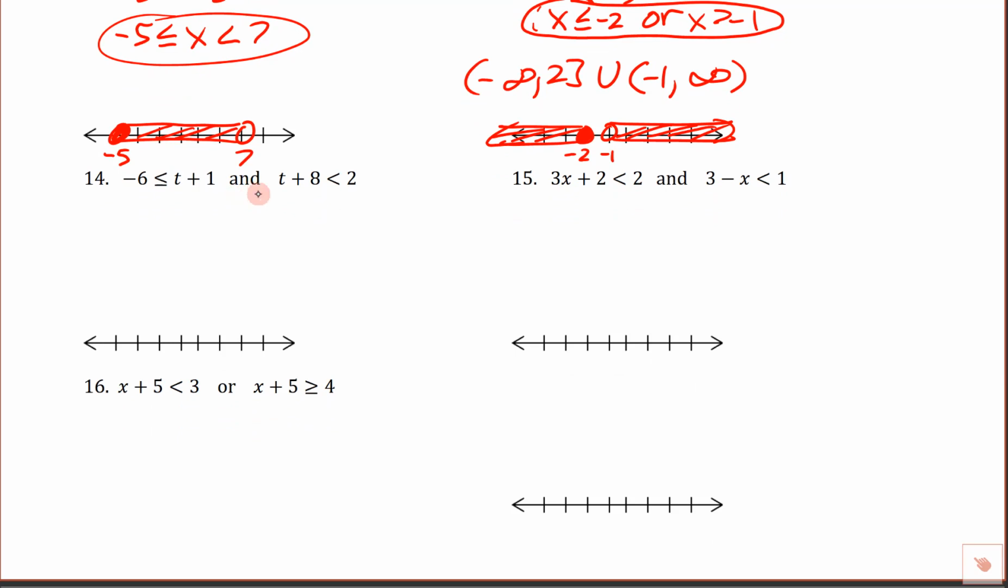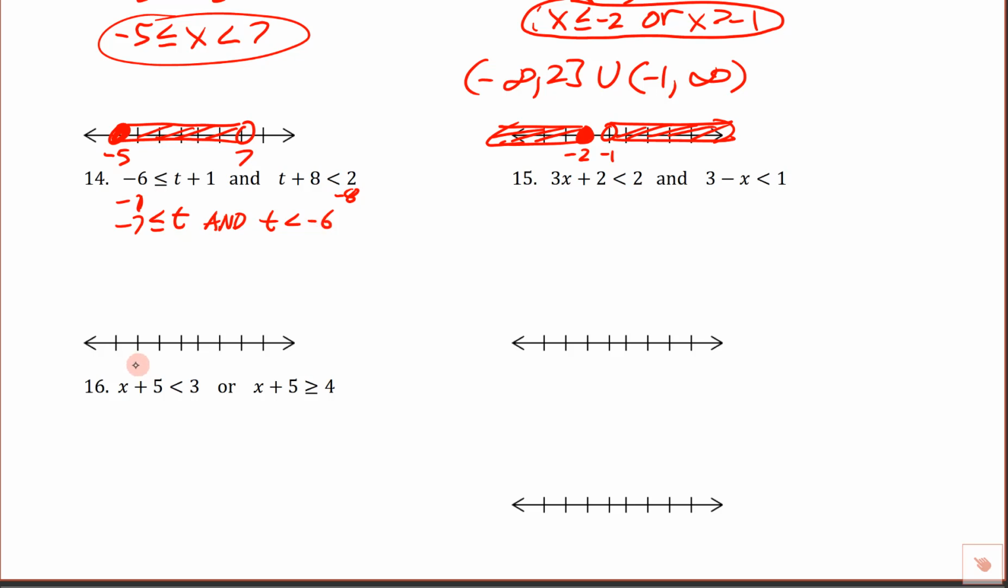The word here is and, so they both have to be true. So when you've got the word and, we've got to be a little bit careful with this. So I'm going to go ahead and solve this. I'm going to subtract 1. So we get t is greater than -7. And at the same time, we've got to make sure that if we subtract 8, we get less than -6. So we're looking for numbers that are bigger than -7 and at the same time less than -6.